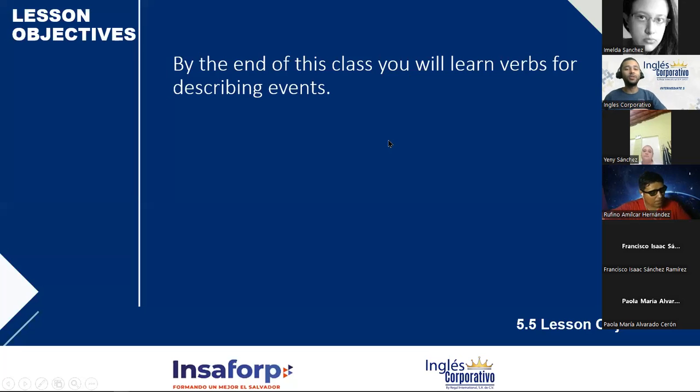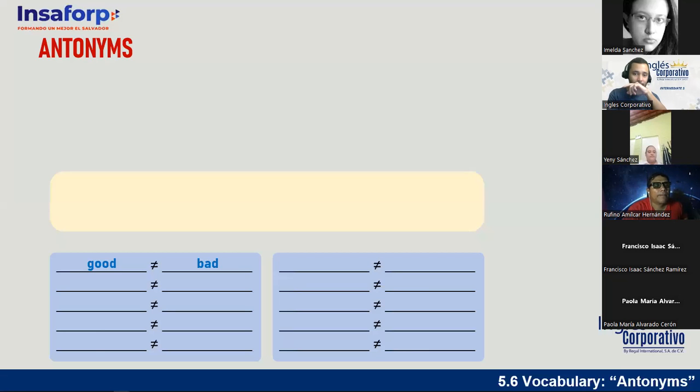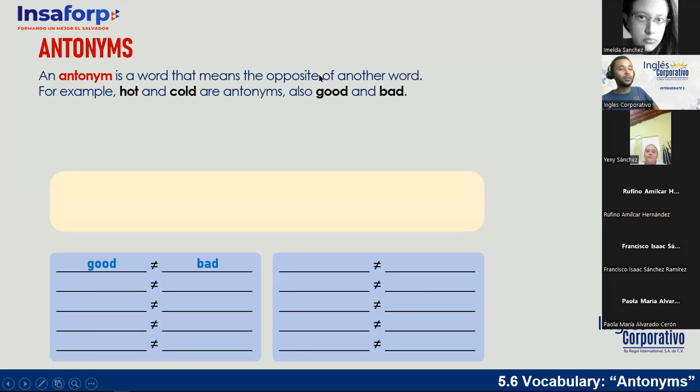Okay, so lesson objective. By the end of this class, you will learn verbs for describing events. But first, you need to study the antonyms. Take a look at this. What are antonyms? An antonym is a word that means the opposite of another word. For example, hot and cold are antonyms because hot is the opposite of cold. Also, good and bad are antonyms because good is the opposite of bad.